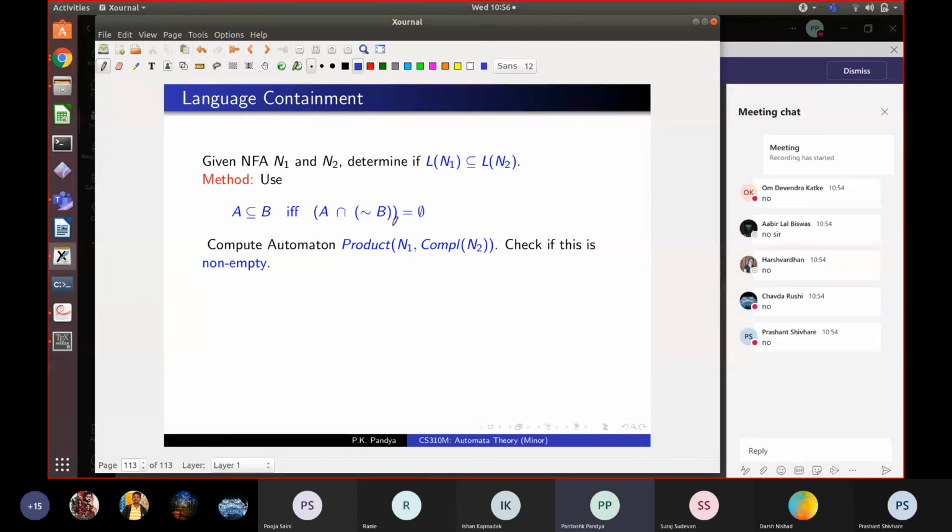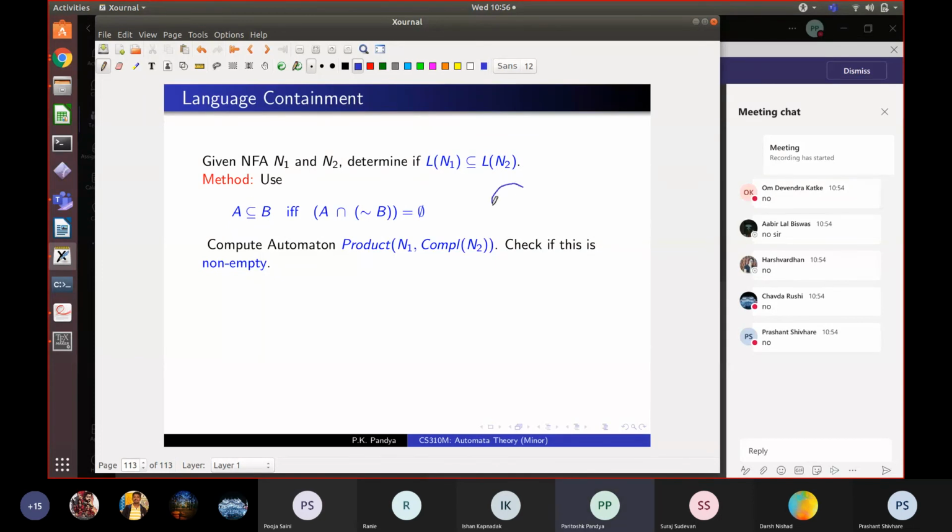For that, I make use of the following identity. By Venn diagram, you can check that set A is a subset of set B if and only if you take the complement of B, things which are not in B, take its intersection with A, and if this set turns out to be empty, then you are guaranteed that this is the case, and if this turns out to be non-empty, then you are guaranteed that this is not the case.